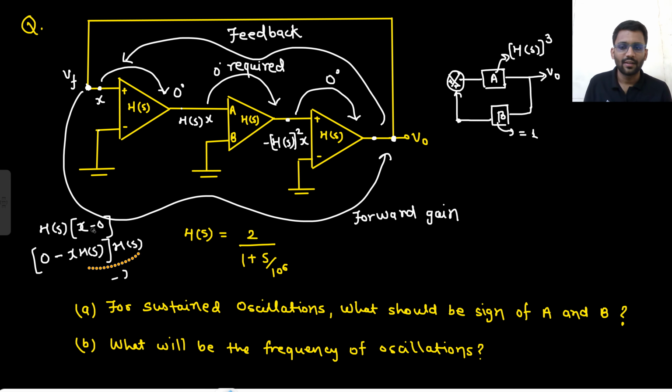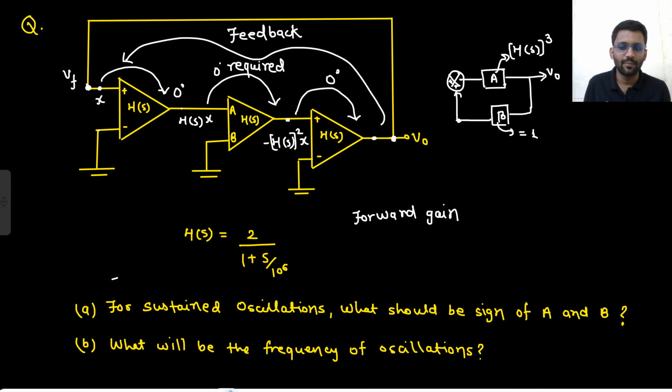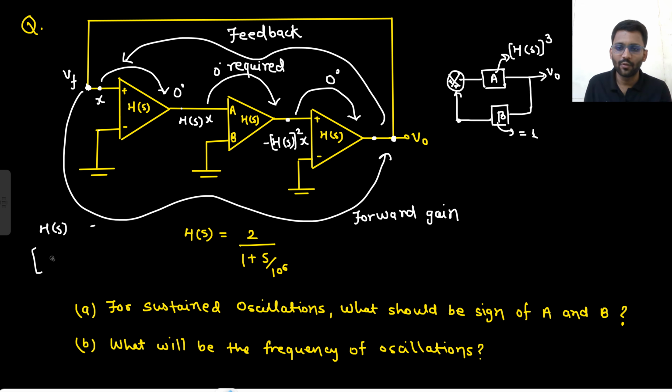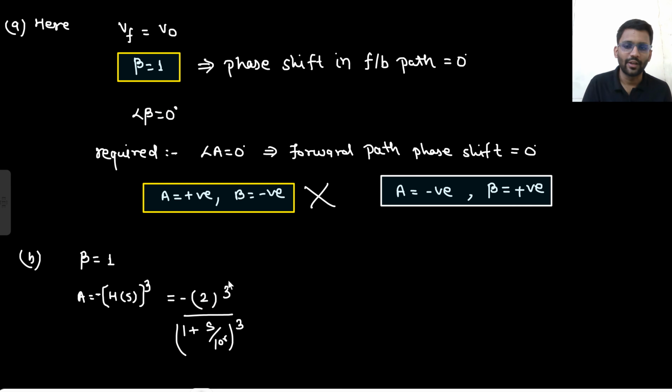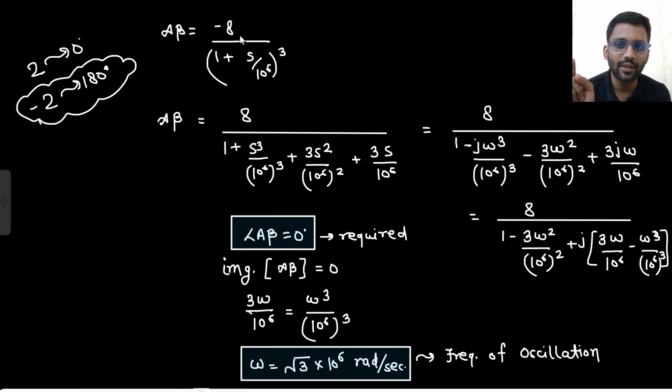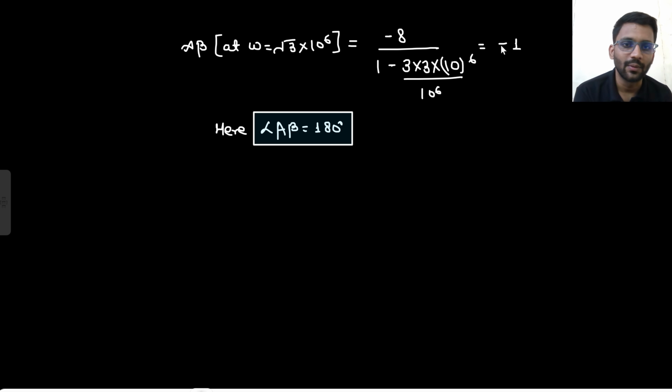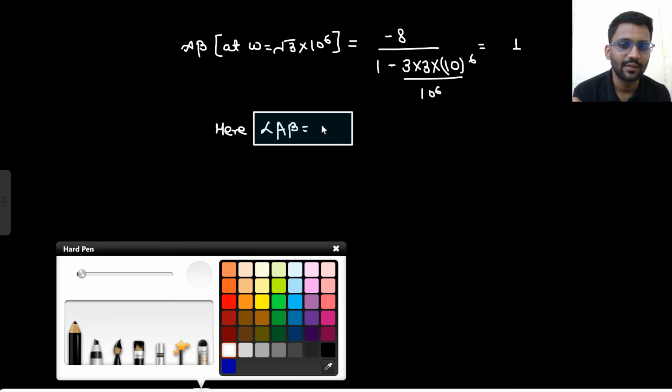So here, if A would have been negative and B would have been positive, then here the negative sign would come. If the negative sign would come, then it would also be negative. Then you would put that equal to 0. Then this would also be negative. And here you would have been getting 1. And your phase shift would be 0 degree.